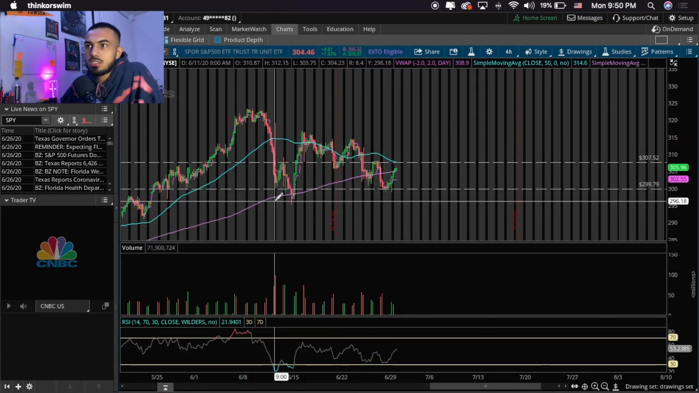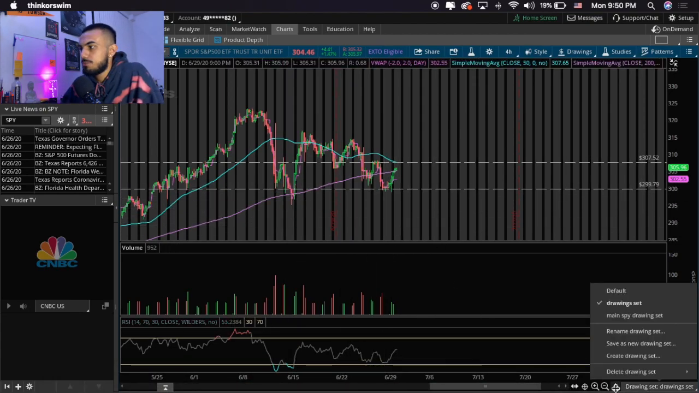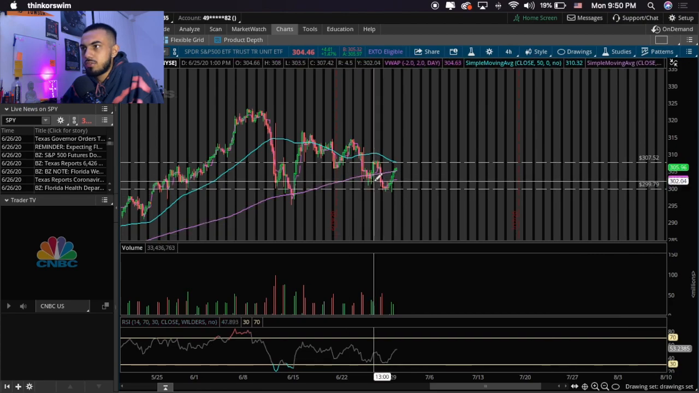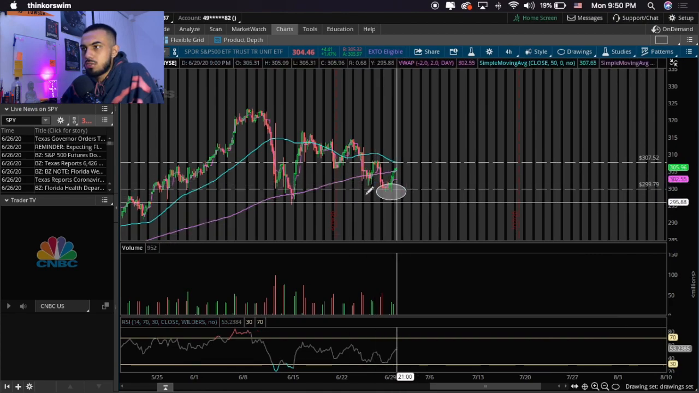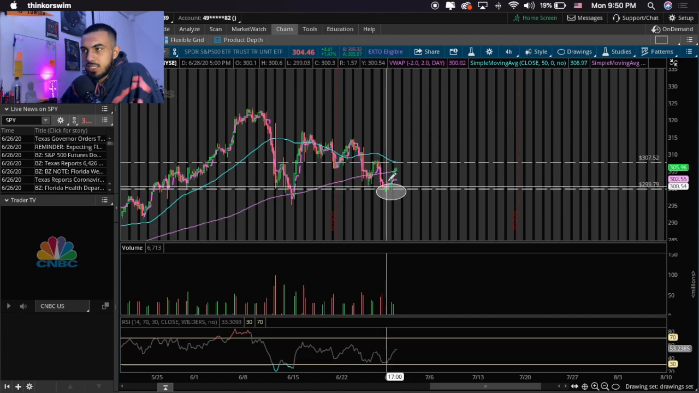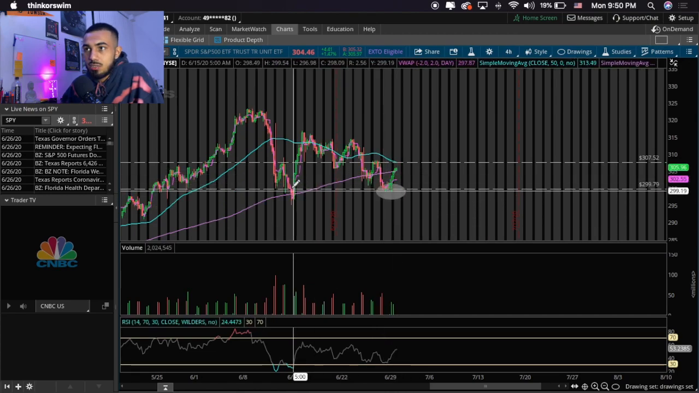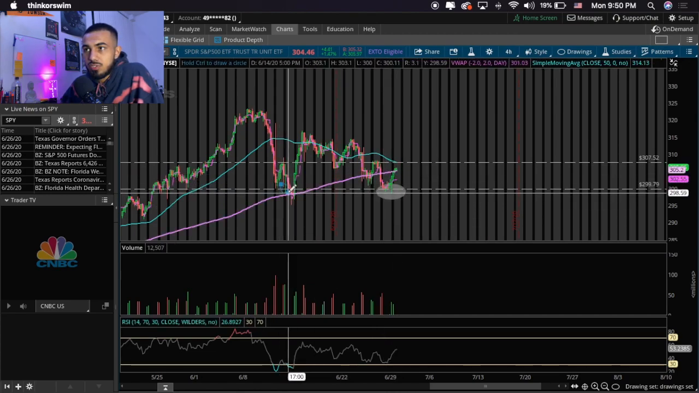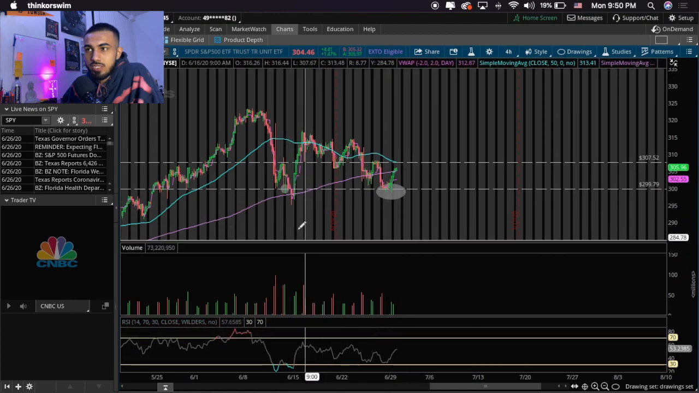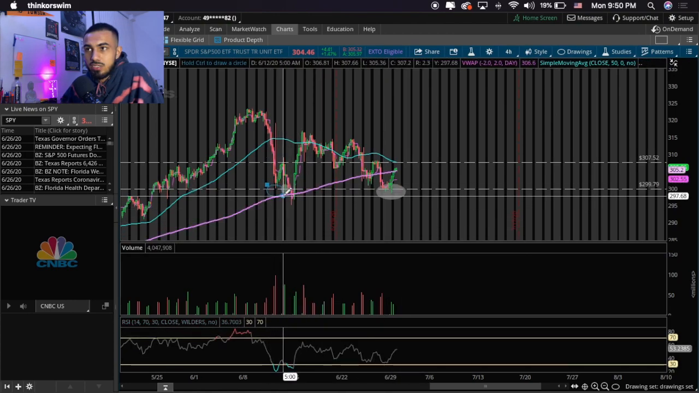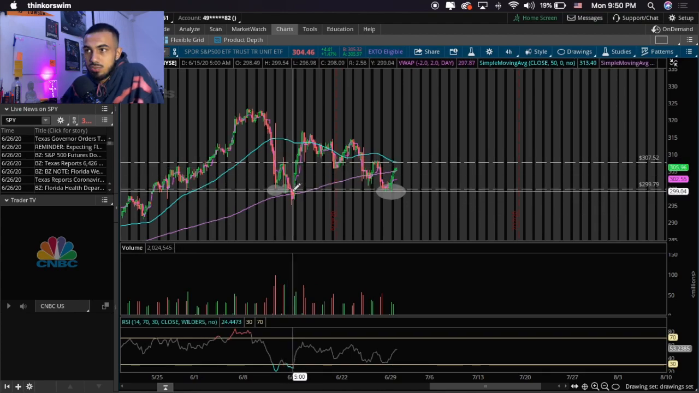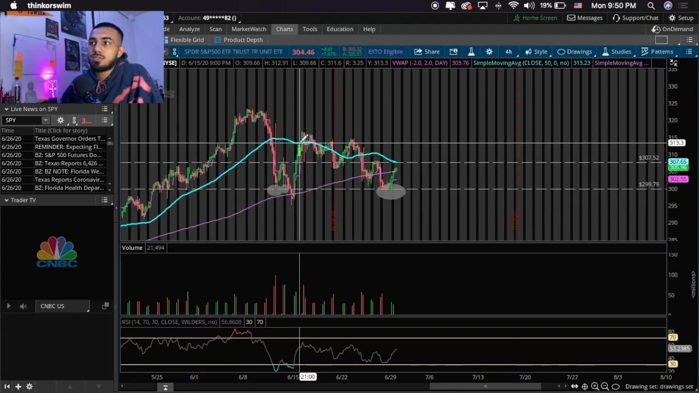299 area acts as support because you'll see here, right? It started going down and then it held that area and then it bounced up. Same thing happened here. You'll see this really nasty wick right here. It's even right here. It touched that 299 area and then it bounced up. It touched this 299 area, went down for a little bit, bounced up.